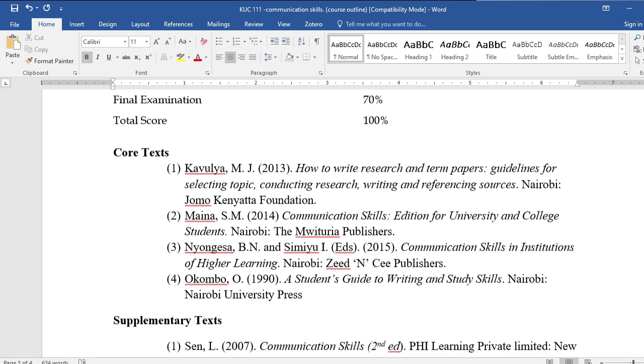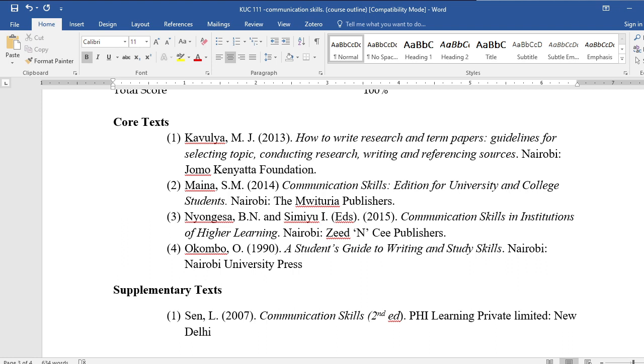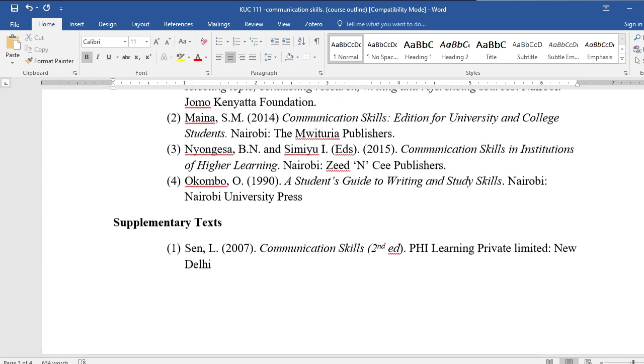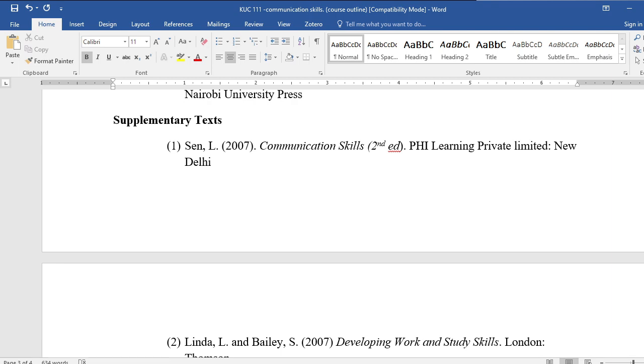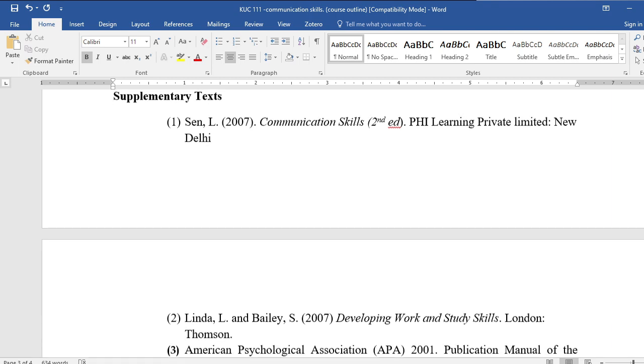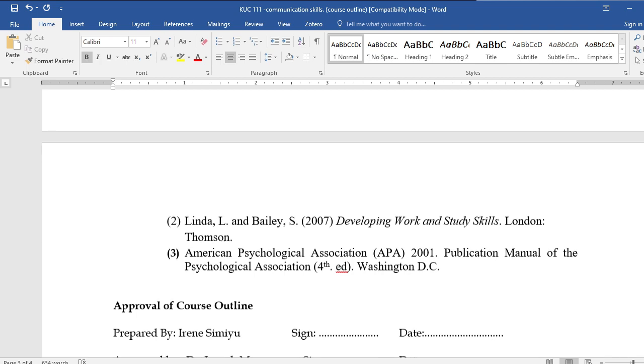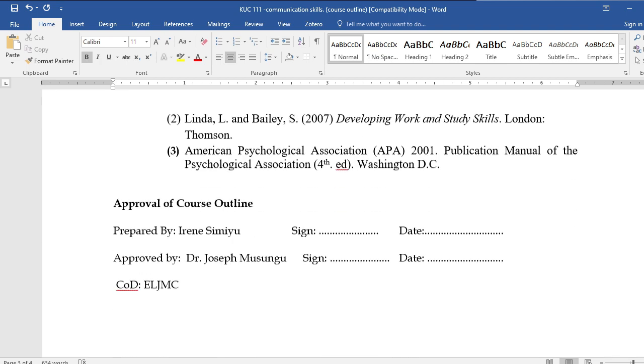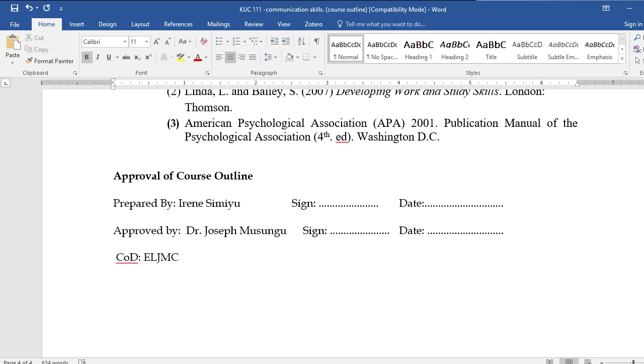I've given you a number of core texts that are important for your understanding of this course. They are available in our library as physical hard copies of the books. If you visit our library, you'll be able to find them. I also have given you supplementary texts that are useful for your understanding. They are also available in our library, except the last one, that is the American Psychological Association, APA. It's a publication manual that you can find online.